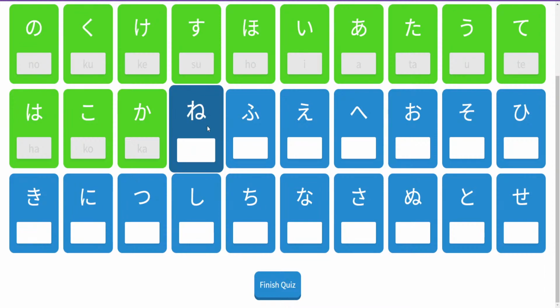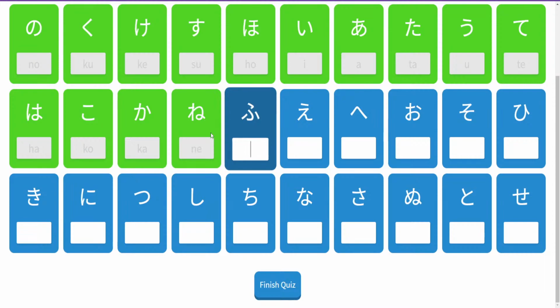This one looks like a cat. The Japanese word for cat is neko. So the first part of neko is ne. Good job. Ne. Good job, guys.